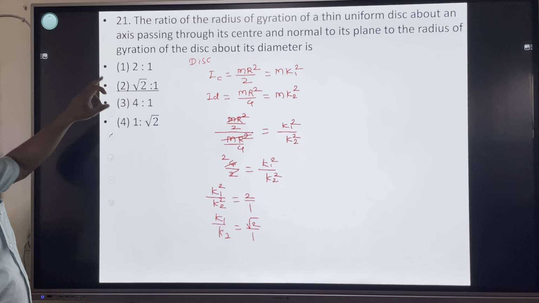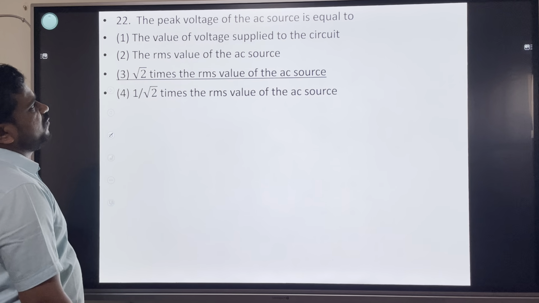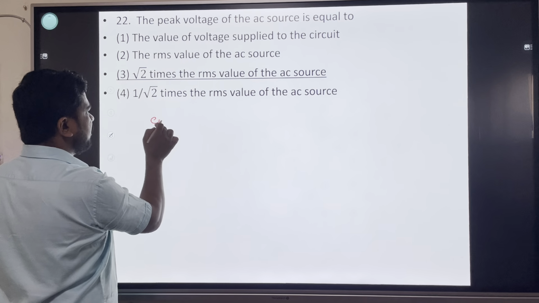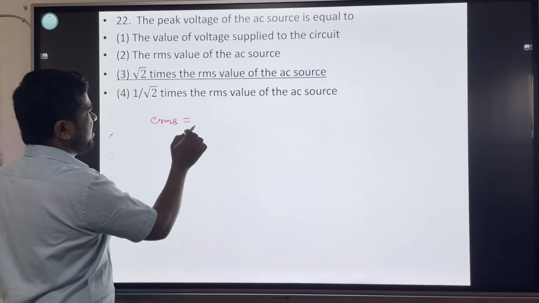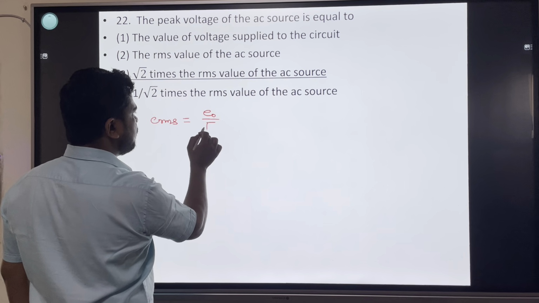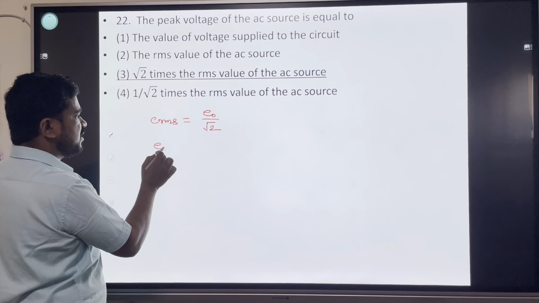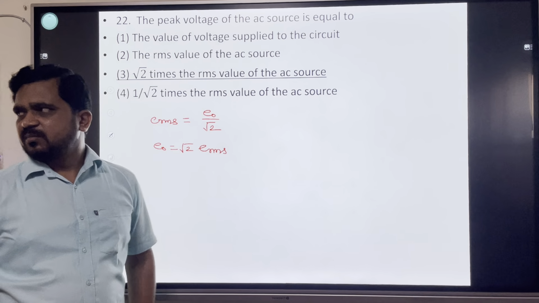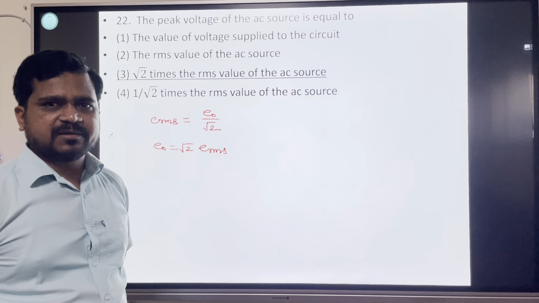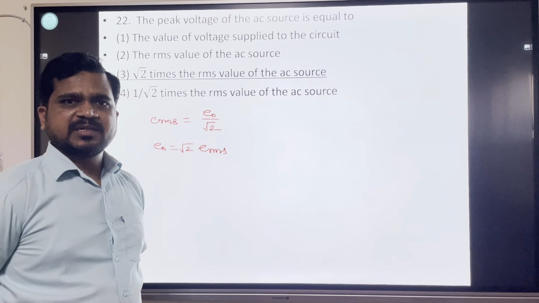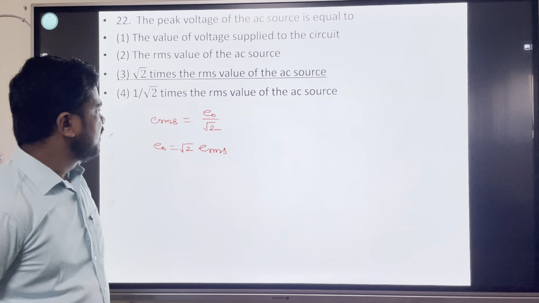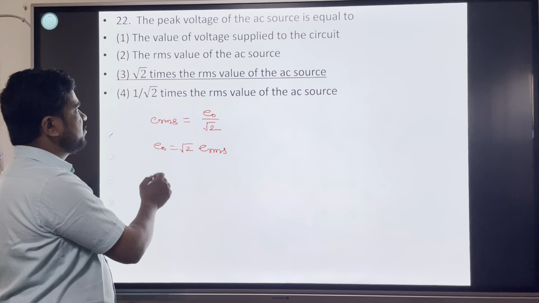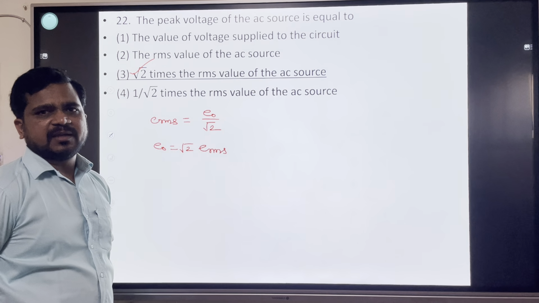Okay, next one. Peak voltage of AC source is equal to RMS value and peak value. EMF. ERMS is equals to E0 divided by square root 2. This is peak value. E0 equal to square root 2 into ERMS. डायरेक्ट question है, बहुत easy question है, direct formula based question. So study with basic level concept. You have to study basic concept easily. ERMS equal to E0 upon square root 2, E0 equal to square root 2 into ERMS. Direct formula है.